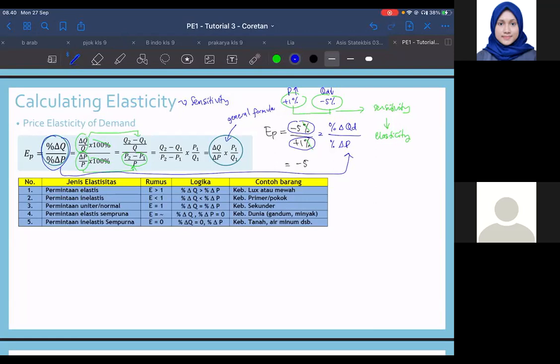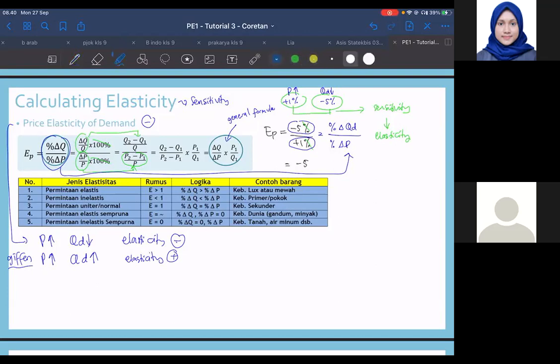Actually, the value of the price elasticity of demand is usually negative. Why? Because of the law of demand: if the price increases, the quantity demanded will decrease, which makes the price elasticity negative. But for Giffen goods, if the price increases, the quantity demanded will also increase, so for Giffen goods the elasticity will be positive. But now we take the normal case for further analysis: if P increases, the quantity demanded will decrease. We take that for our next explanation.